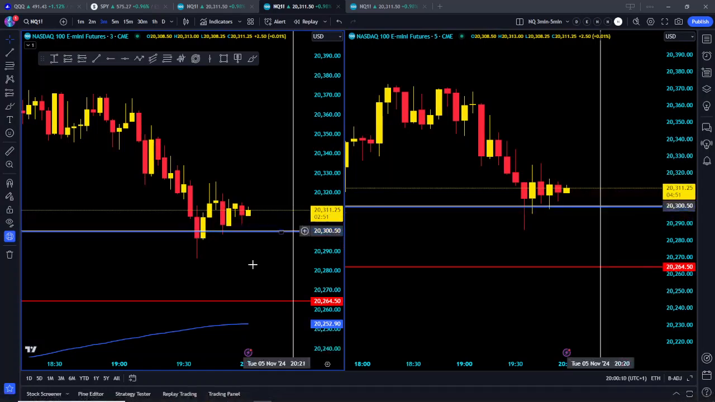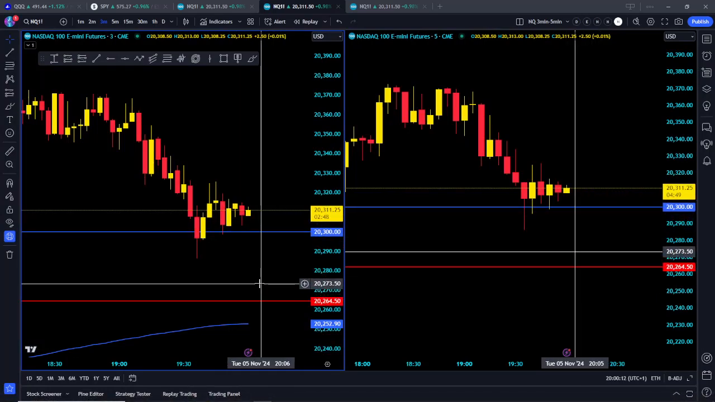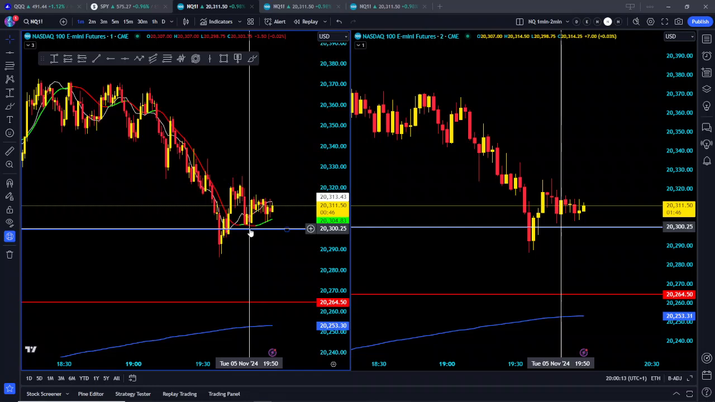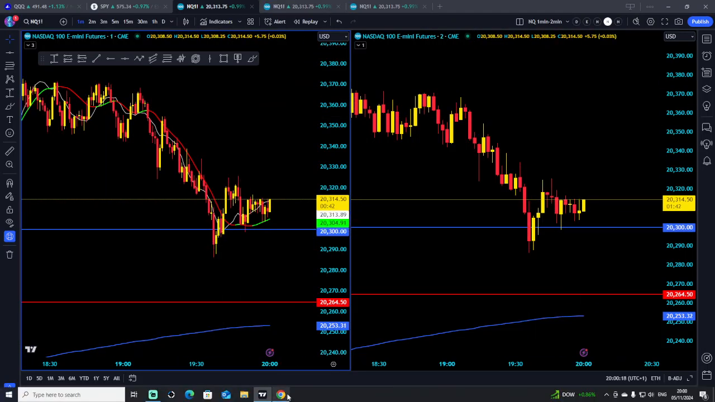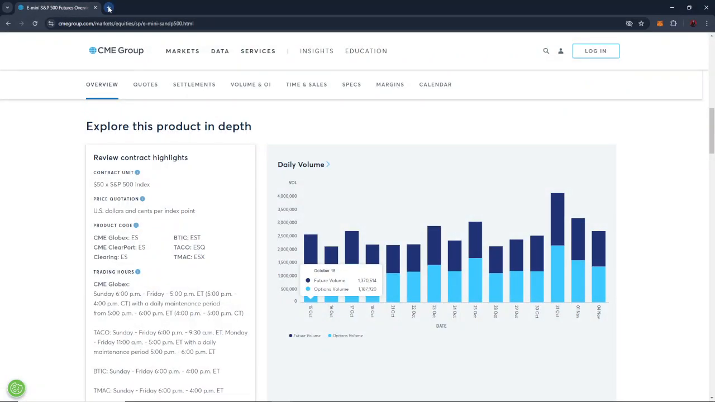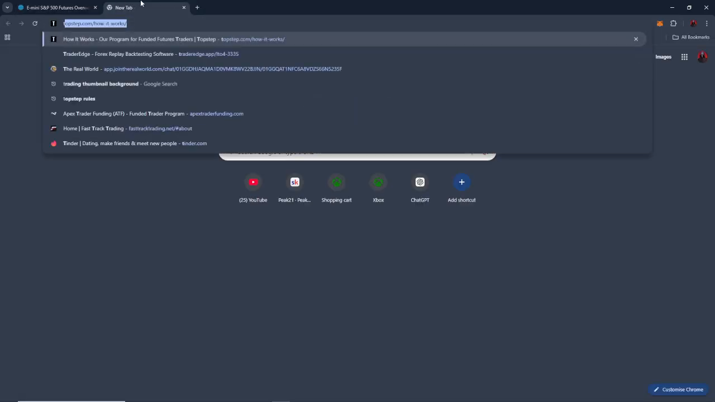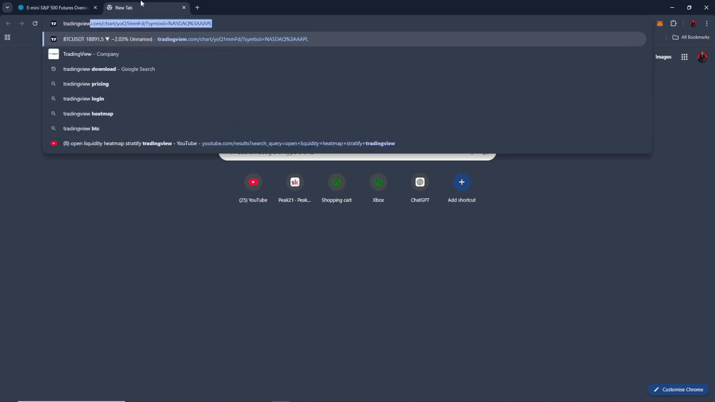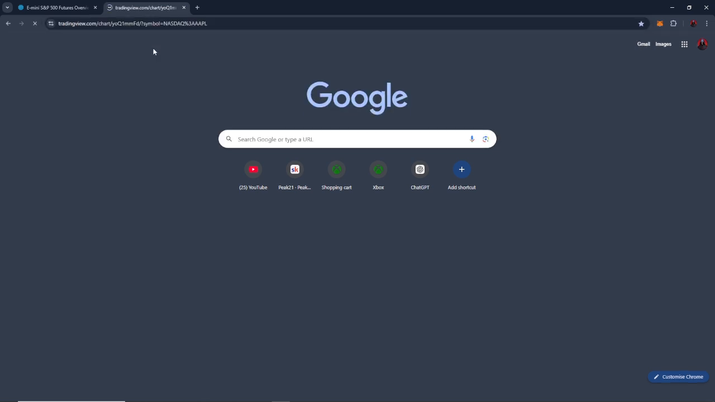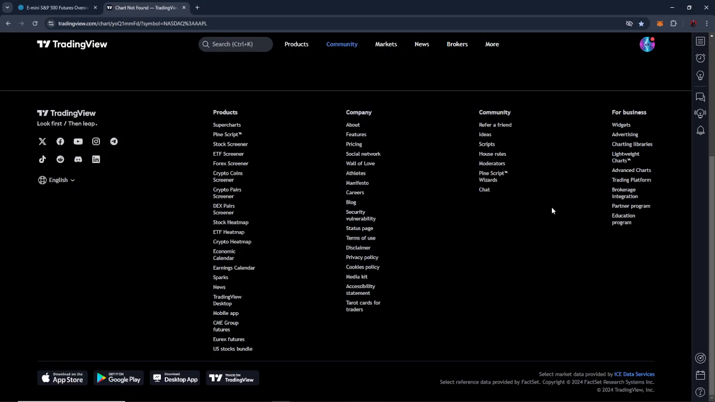And by the way, real quick before I end the video, my usual strategy platform is TradingView. So go to tradingview.com, right? Just go here and type tradingview.com. Right, tradingview.com, and then you can also download the desktop app right here.